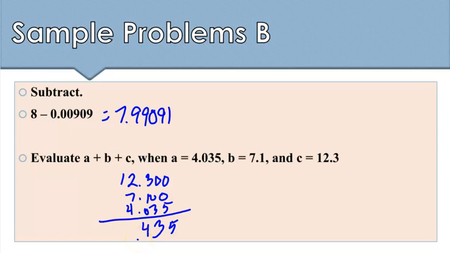Add them up, and I get 5, 3, 4. 7 plus 2 is 9. 2 plus 7 is 9. 9 plus 4 is 13. 1 plus 1 is 2. So we would have 23.435. So that is our lesson on adding and subtracting decimals.